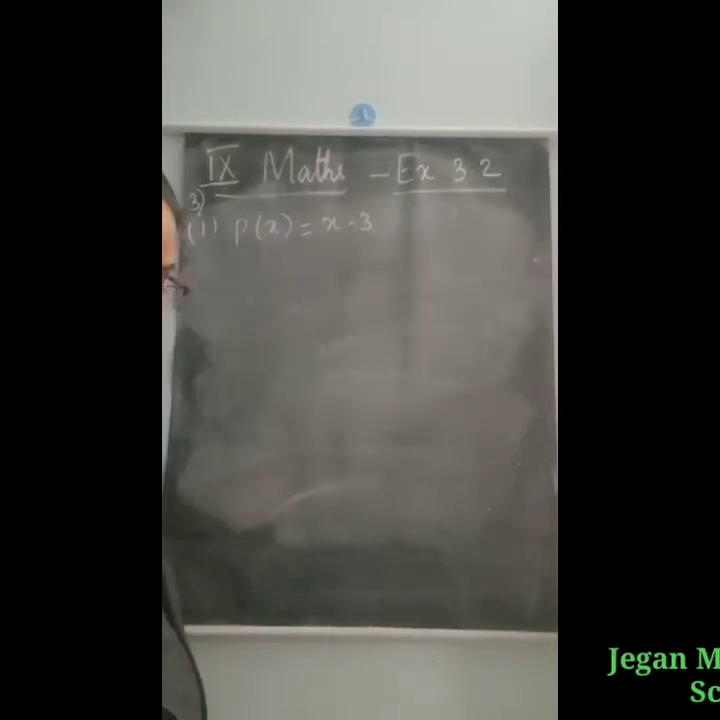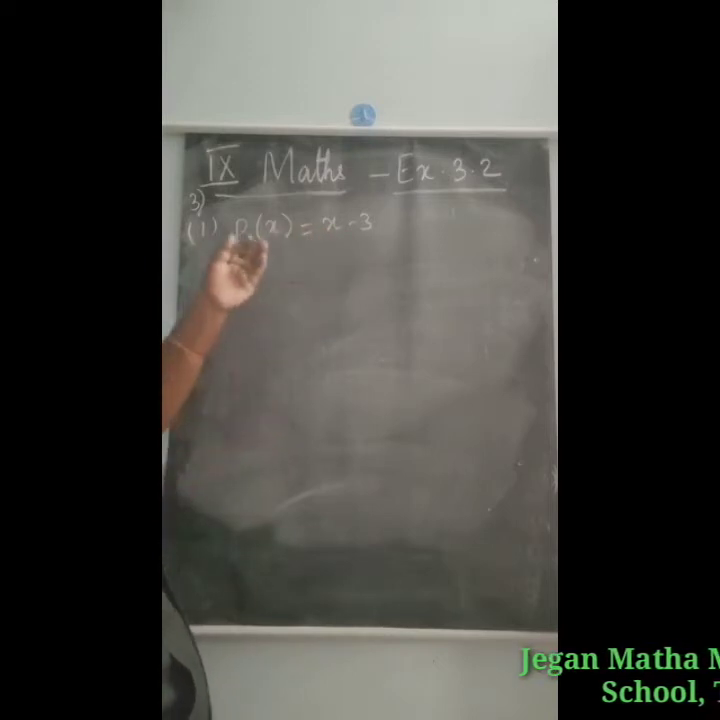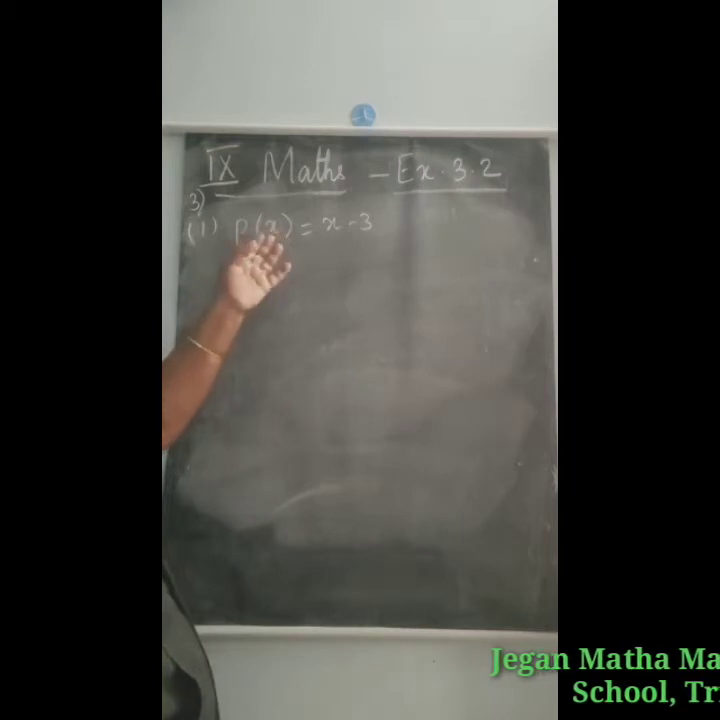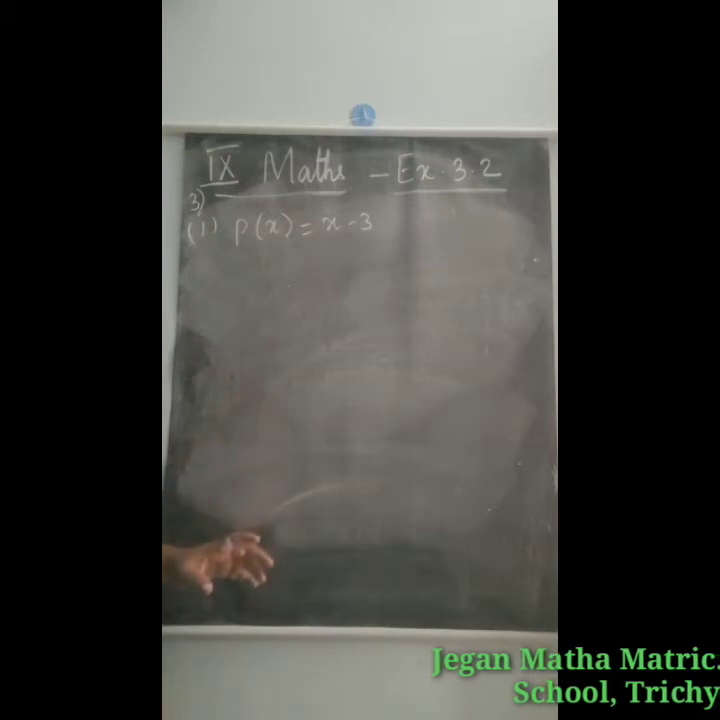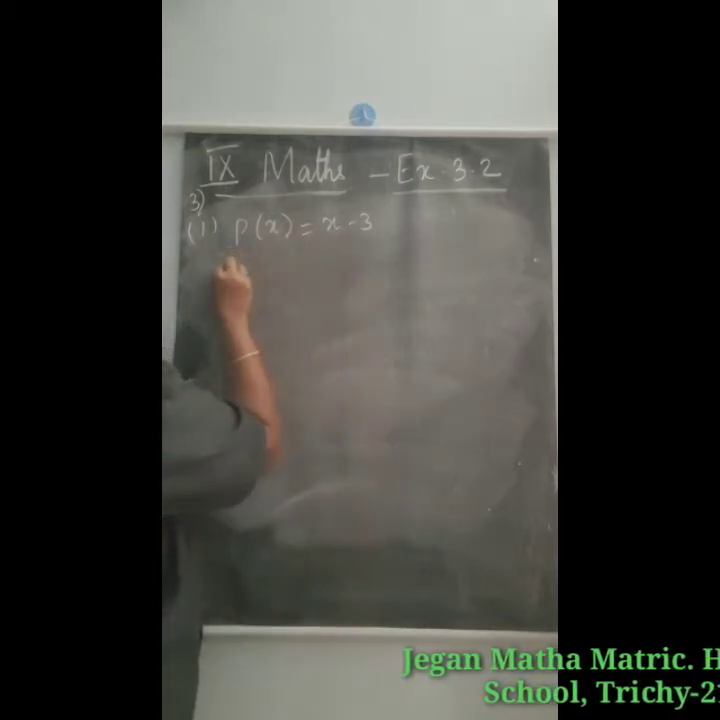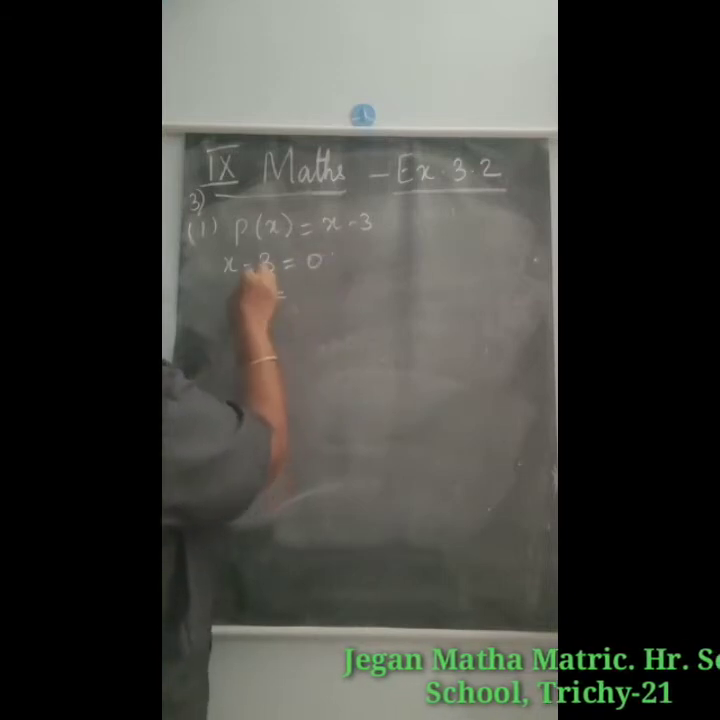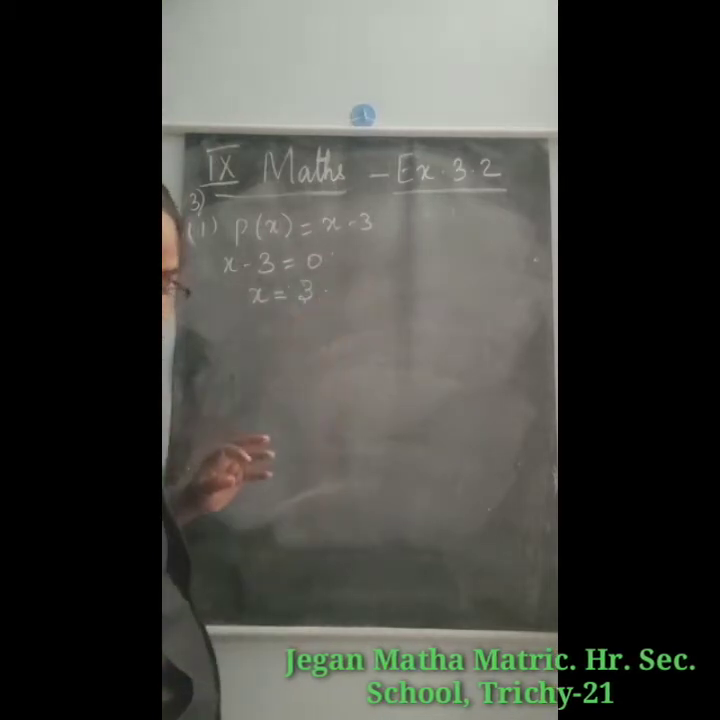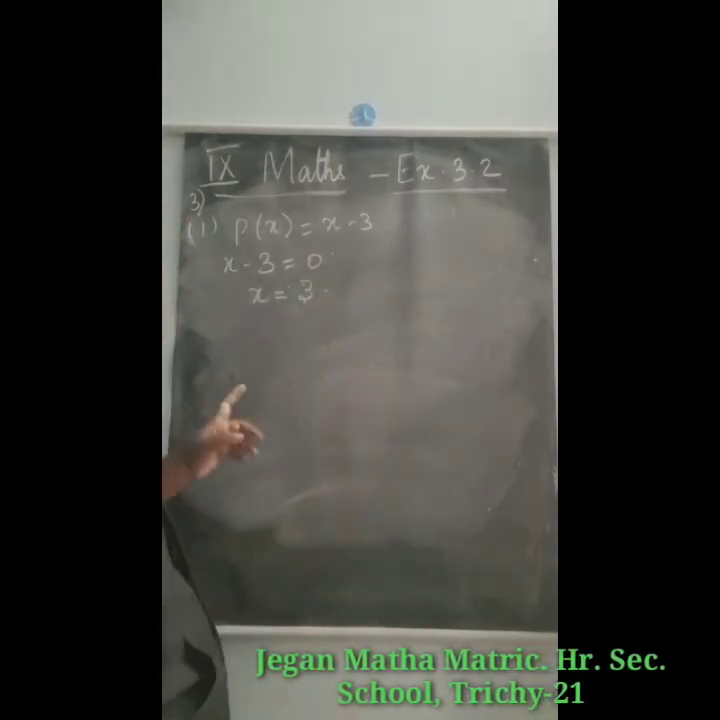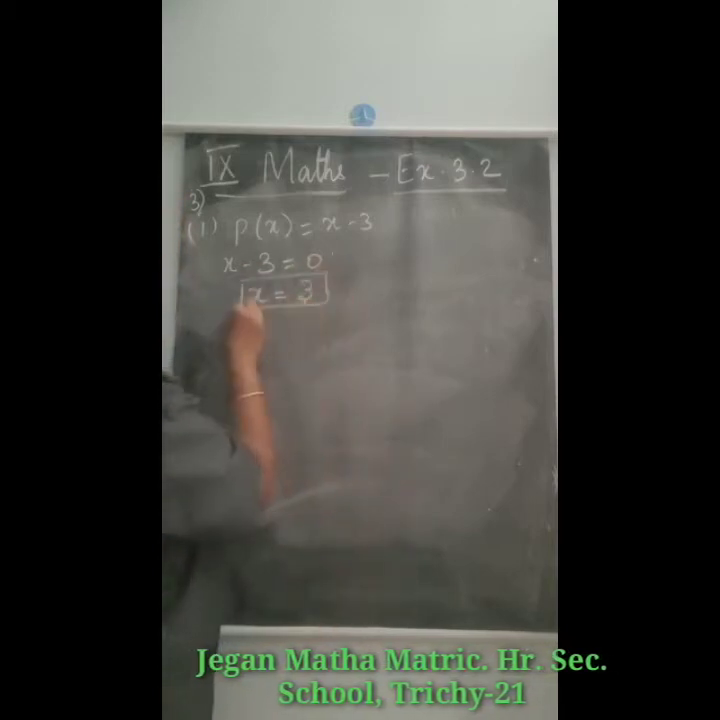Next question, third one is find the zeros of the polynomial in each of the following. P of x is equal to x minus 3. Let us find out what is P of x. That is, instead of x what we have to substitute. That is the zero of the polynomial. First let us consider x minus 3 is equal to 0. So x is equal to minus 3 goes that side, we will get plus 3. So what is the zero of the polynomial? That is P of 3. So zero of the polynomial is x is equal to 3.